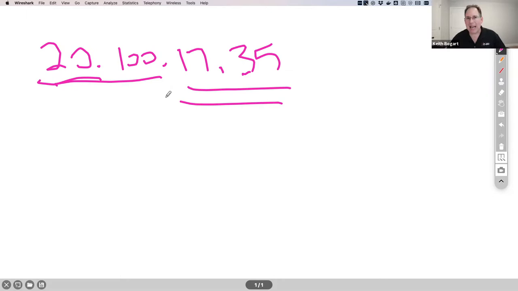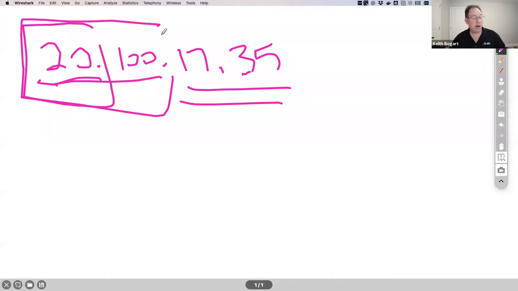In other words, is the network I'm on, and every single device on my network, starting with 20, and then my unique host ID is 100.17.35? Or is the network I'm on 20.100, and everybody on it starts with 20.100? How do I know? And you might be wondering, well, why do you care? Why does your laptop care? Well, here's the reason it cares.